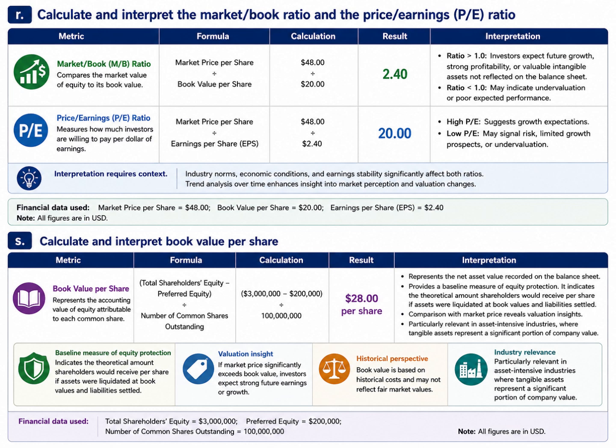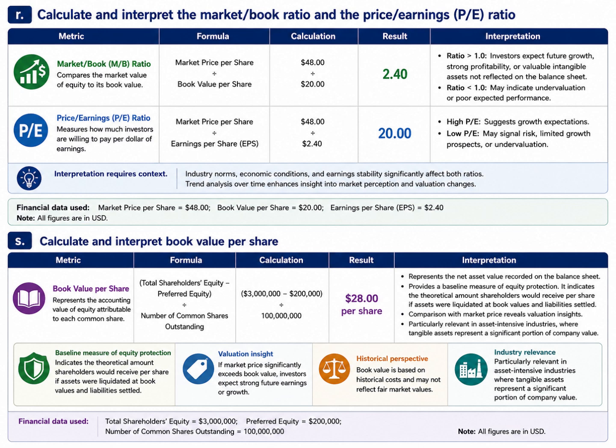S. Calculate and interpret book value per share. Book value per share represents the accounting value of equity attributable to each common share. It is calculated as total shareholders' equity minus preferred equity divided by number of common shares outstanding. This measure reflects the net asset value recorded on the balance sheet. Book value per share provides a baseline measure of equity protection. It indicates the theoretical amount shareholders would receive per share if assets were liquidated at book values and liabilities settled.